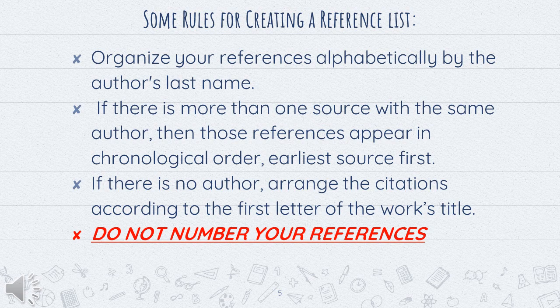Next, if there is more than one source with the same author, then those references appear in chronological order, earliest source first. If you have one source but same author, again, you have to arrange them in chronological order. Next, if there is no author, arrange the citations according to the first letter of the work's title. Again, if wala pong author, you have to arrange it according sa first letter ng title.